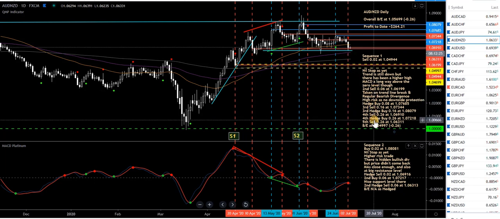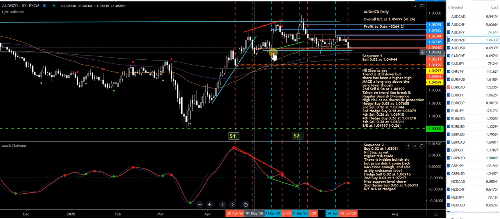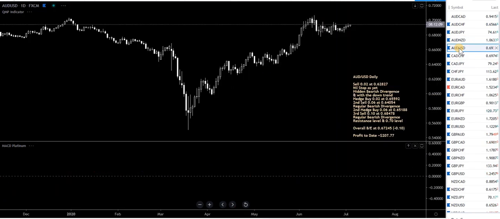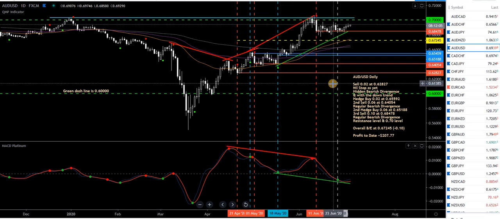So it was a fifth sell on sequence 1 and a second hedge sell on sequence 2. I made note of it in the Facebook group that I want to see this support level broken really to the downside. All right, Aussie USD, multiple trades again, sequences.